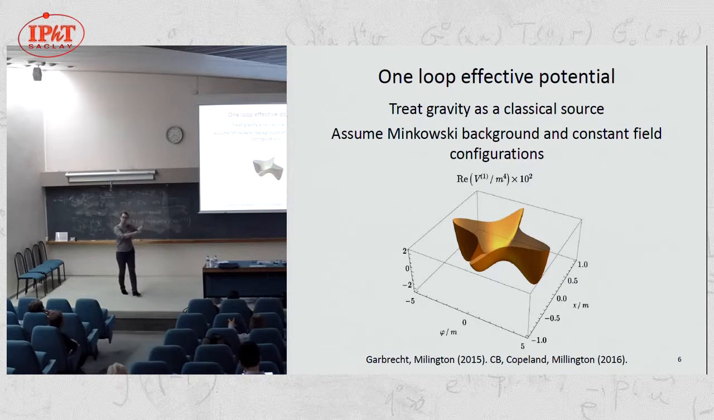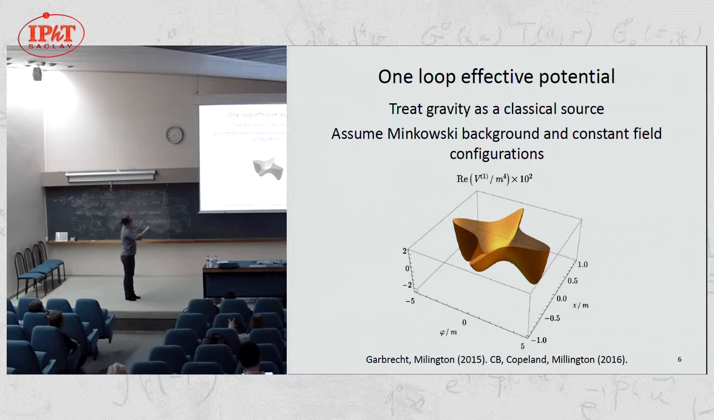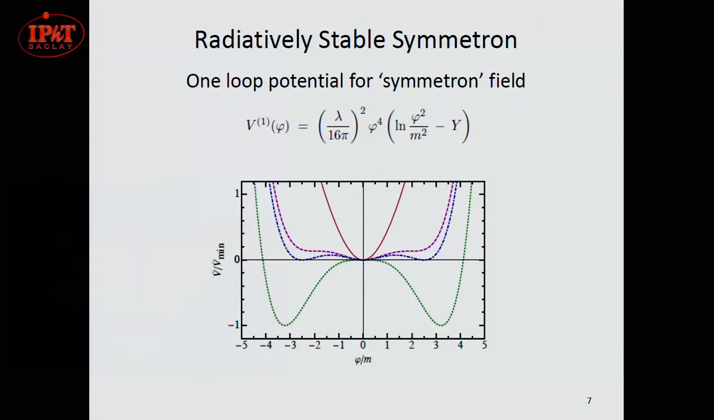Okay, so this is what we've done, and this is the potential that we get. So if we now just slice through in the interesting direction where we have the spontaneous symmetry breaking, this is the one loop potential that we have.